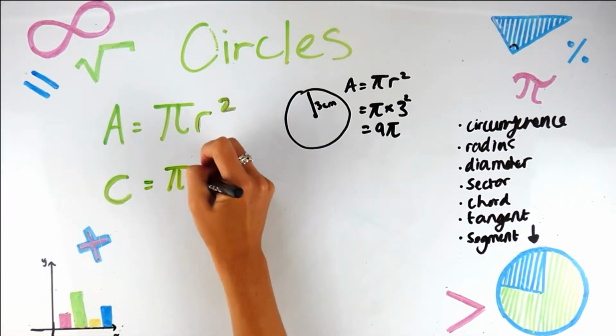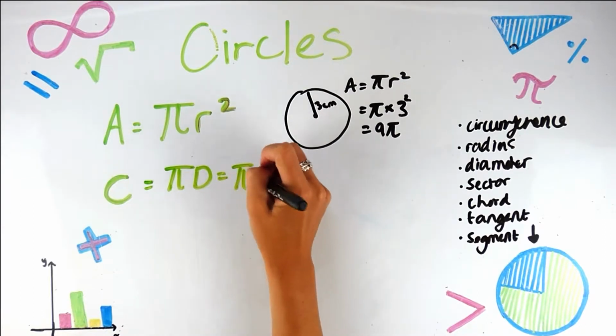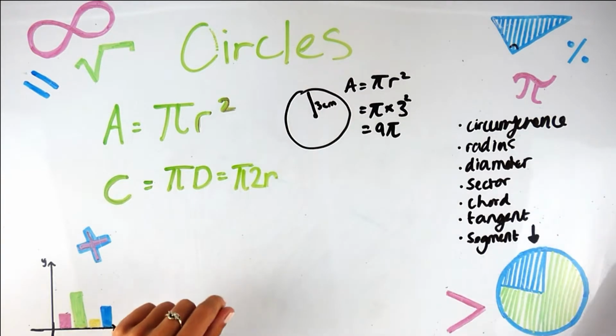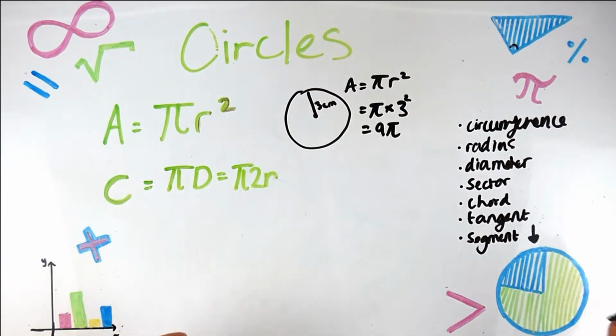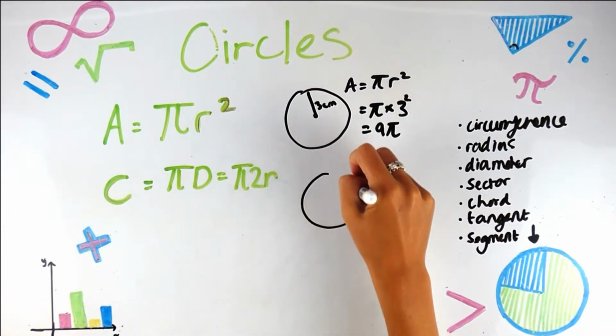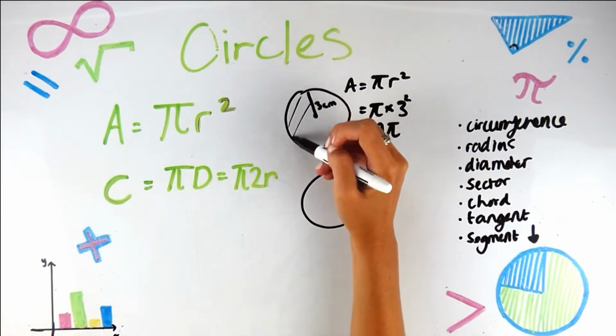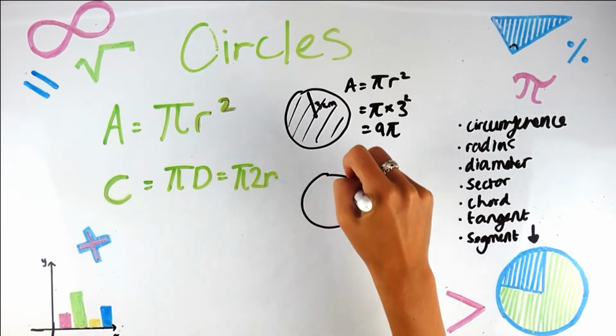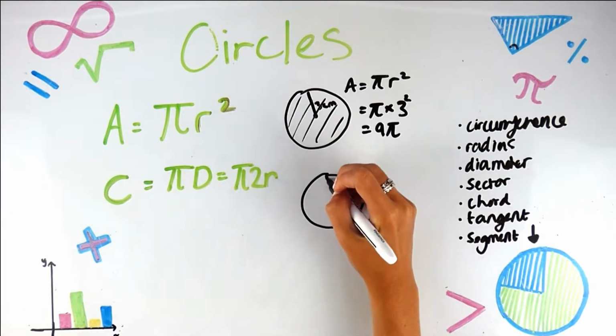This one is pi d, also known as pi 2r, because d is the diameter, which, as we saw from the diagram, is 2 times the radius. So when I'm thinking of area, that is working out the area of here. Circumference is working out how long the length all around the outside of a circle.